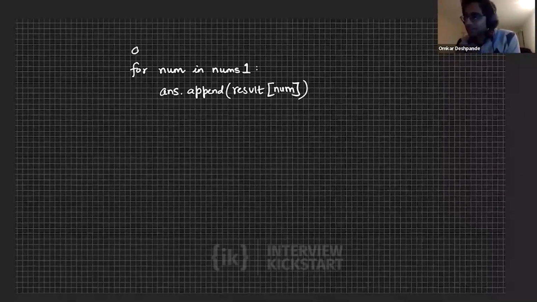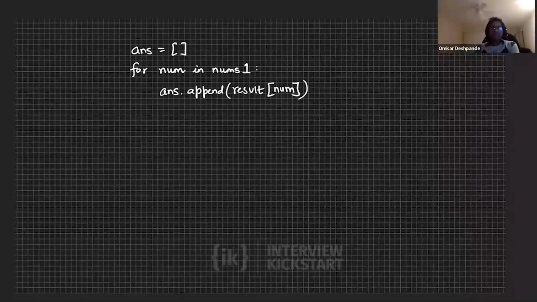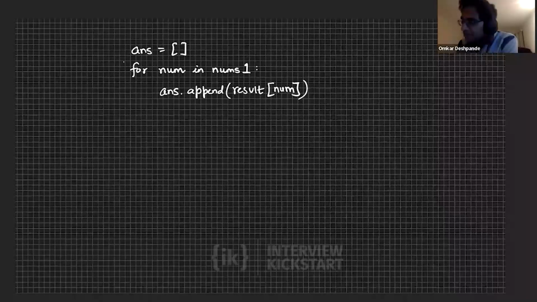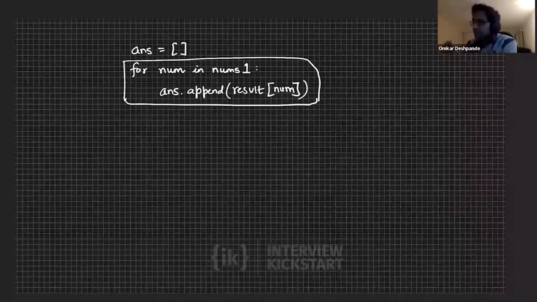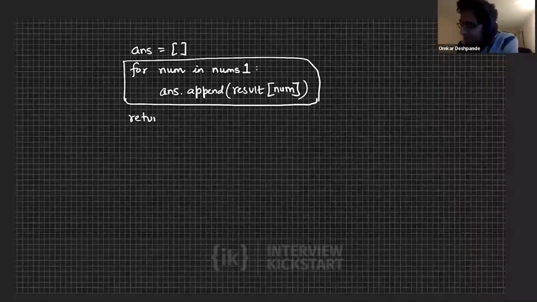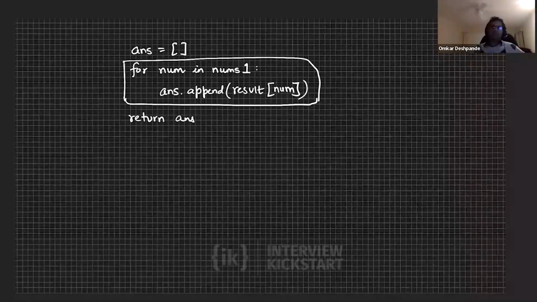This answer array obviously starts out being empty, and by the end of this for loop, it would have been filled with all the next larger values. So we return the answer, the answer array.